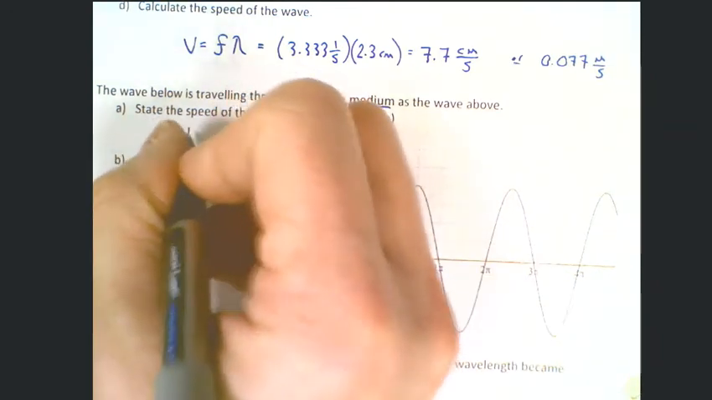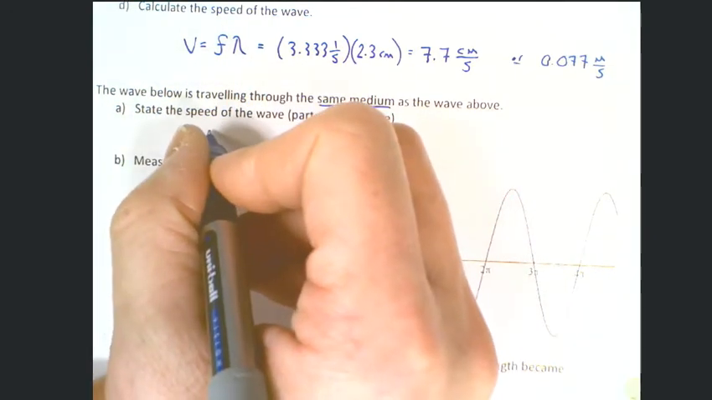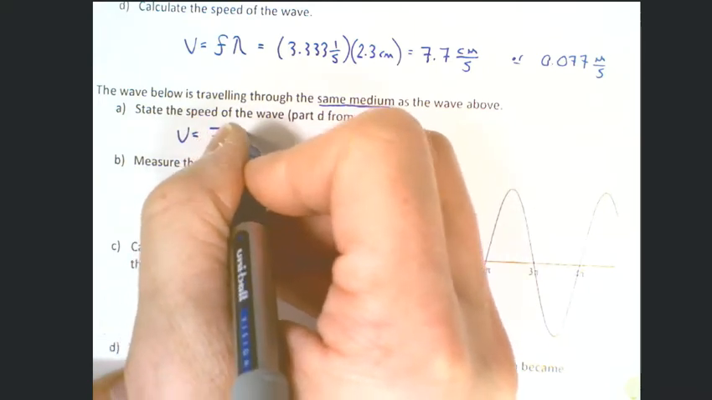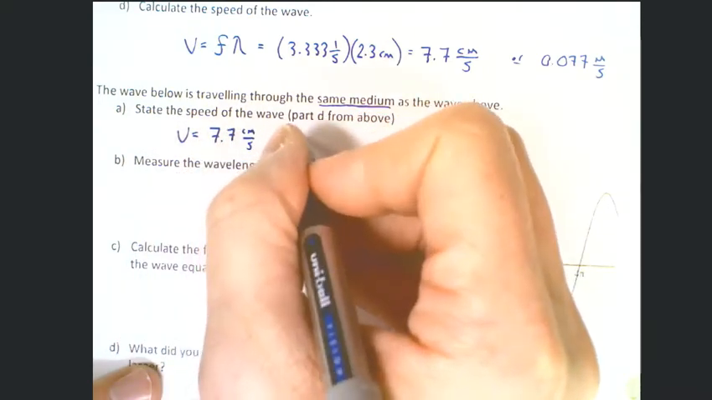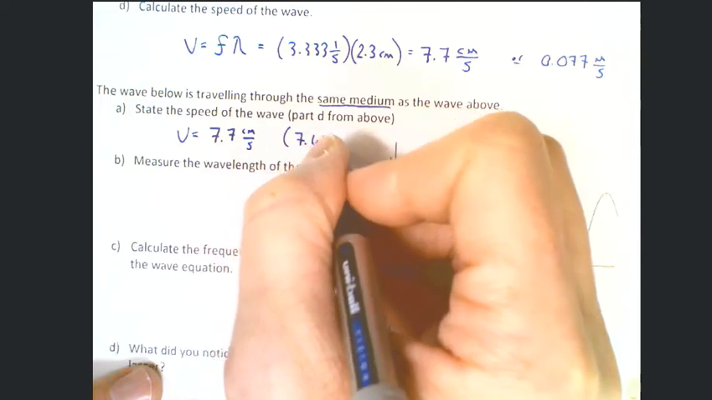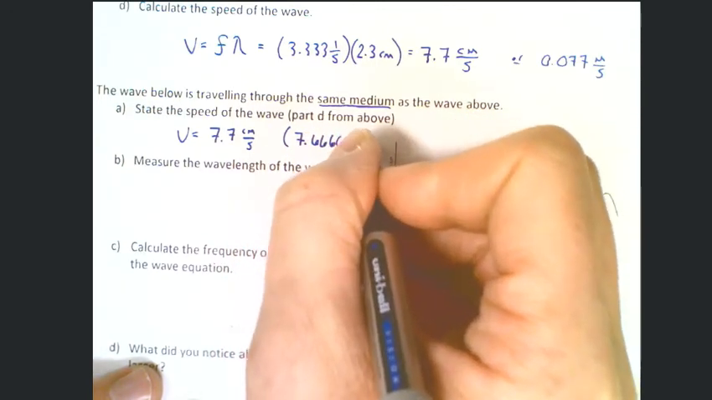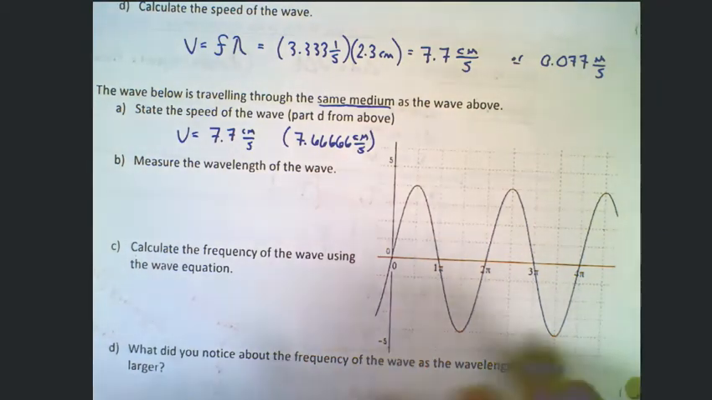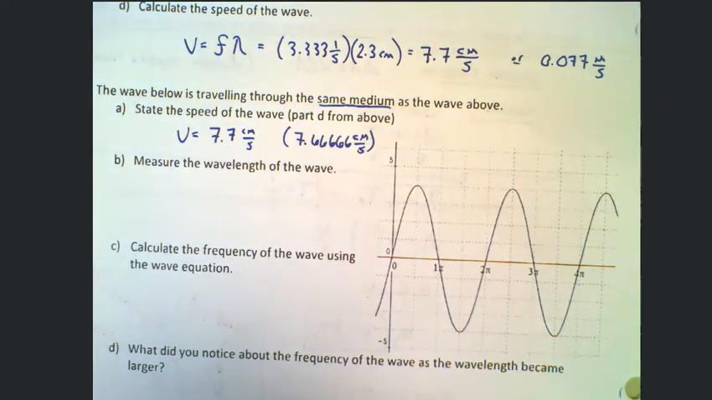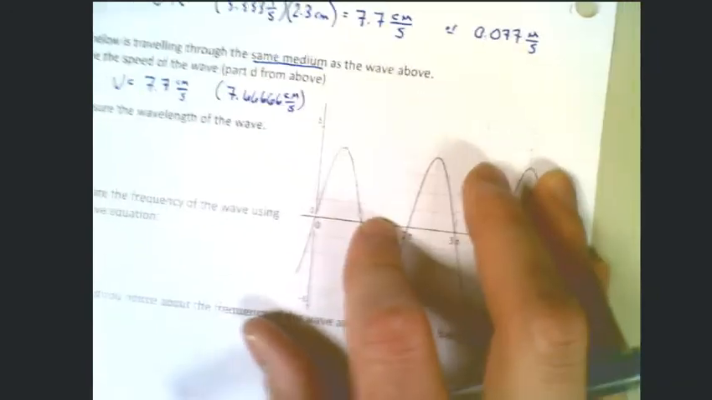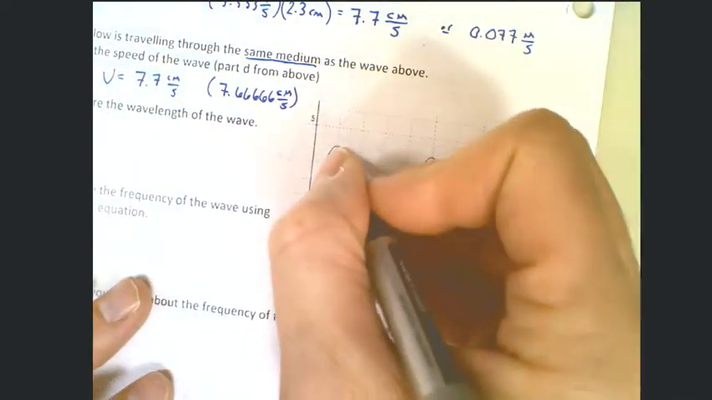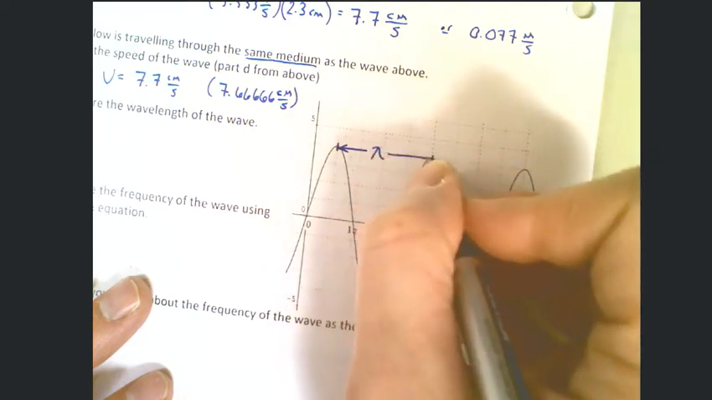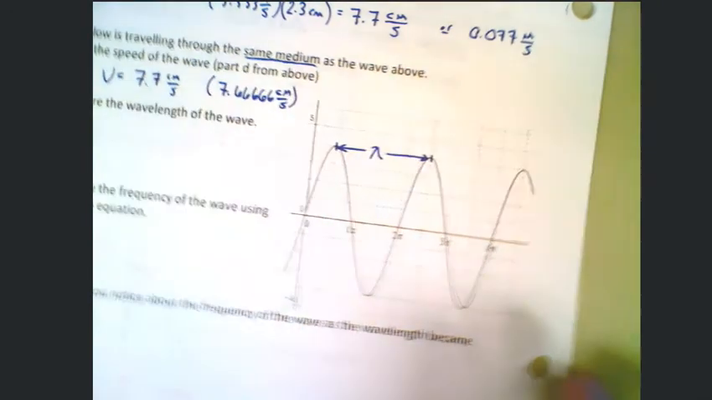Since the medium isn't changing, this thing is still moving at 7.7 centimeters per second. Now remember, it was actually 7.66666 centimeters per second. We'll keep the more accurate version of it just for now. Measure the wavelength. Oh, look at this one. The wavelength has gotten bigger. You can see that from here to here is larger than in the previous question.